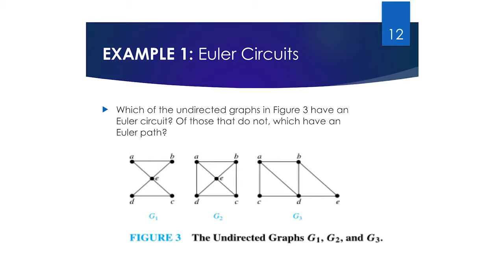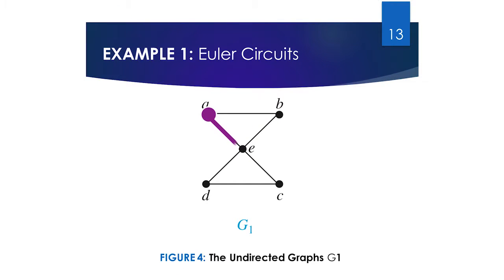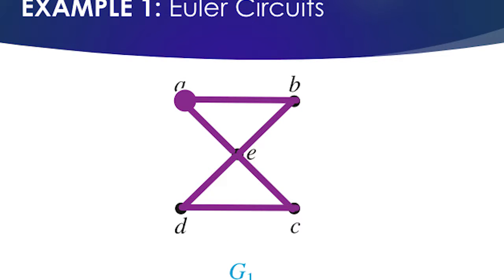So let us take an example. Which of the undirected graphs in figure 3 have an Euler circuit? Of those that do not have an Euler circuit, which have an Euler path? The graph G1 has an Euler circuit, for example, A to E, then to C, then to D, then to E, then to B, and then we end at A again, as we can see in figure 4.